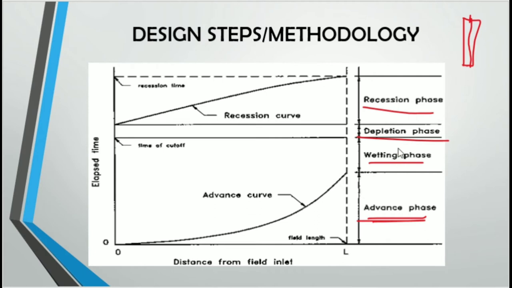So the wetting phase starts when the water reaches the tail end, and ends at the cutoff of inflow. So the wetting phase starts when the advance phase ends, from the time the water reaches over here until we turn off or cut off the inflow of the irrigation. The depletion phase is the time interval from the cutoff, when we turn off the supply, until the first disappearance of water in the inflow or the first appearance of bare soil when the water starts to deplete. So when we cut off the irrigation and then first see the bare soil over here, that is the depletion time.